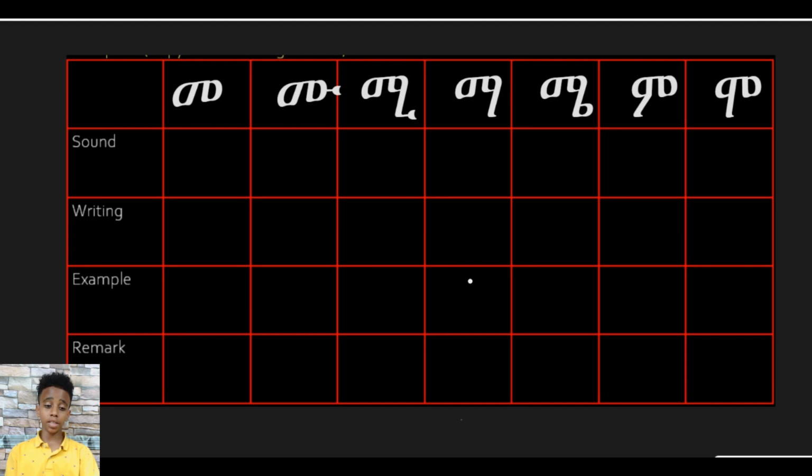Now that we're at the sound row, I would like to advise you to repeat after me each time I say the letters. The reason you probably want to repeat after me is that you'll know how to pronounce these Tigrinya letters the right way. Alright, so let's go on to how you pronounce the letter Meh.